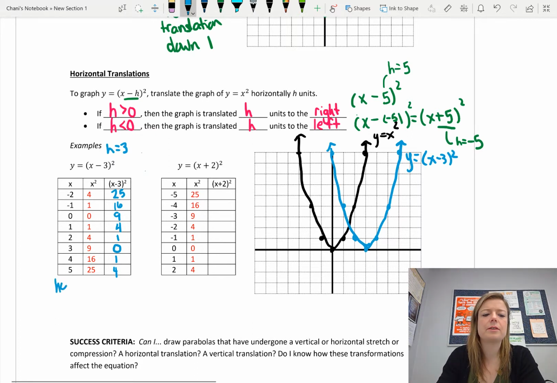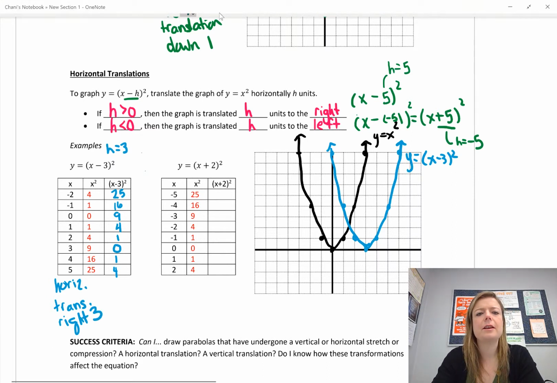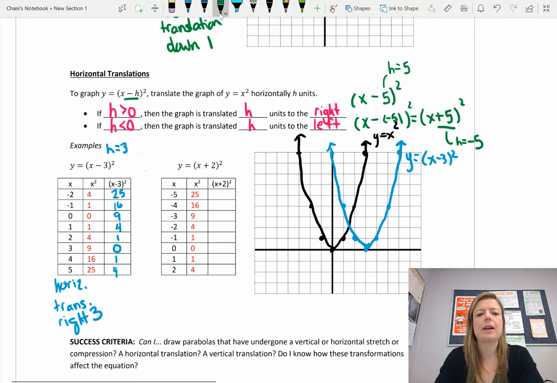So this is a horizontal translation, right 3. Okay, now let's take a look at x plus 2.